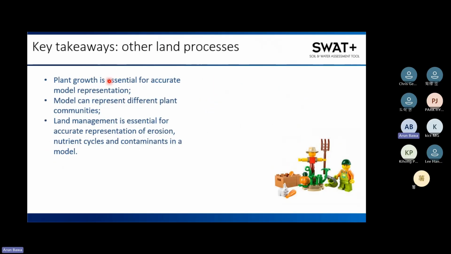Okay, so key takeaways from the land processes: you have an entire plant growth module and you can control it based on your objective. You can go into as much detail as you want, or you can let SWAT use its own database, from the knowledge we have developed over the last three decades, and you don't change it, but it depends on the objective of your study, how much you want to control it.